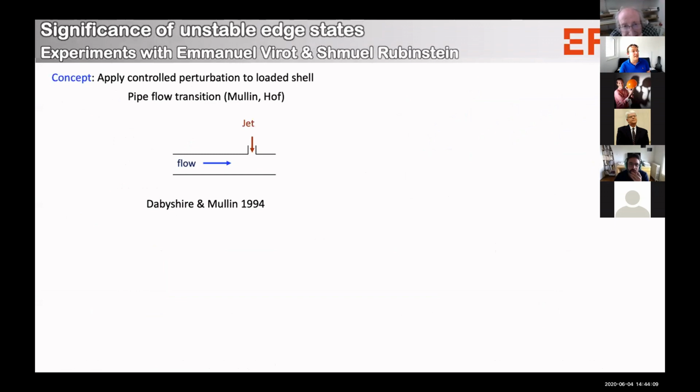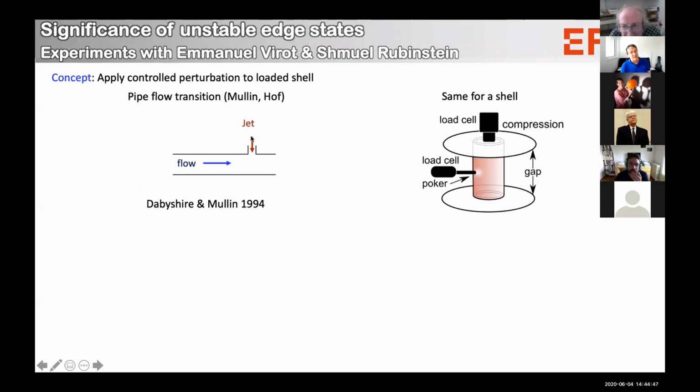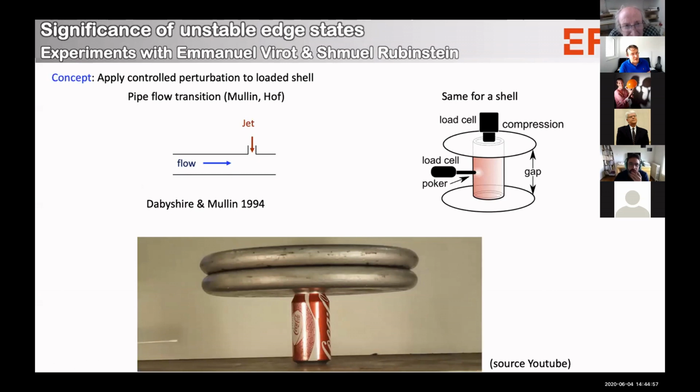And then we started doing experiments both with my good friend Shmuel Rubinstein and a very good postdoc, Emmanuel Biro, a joint postdoc there who made all of these experiments possible. And I believe he actually has partly a history at LadHyX. What we wanted to do there is apply controlled perturbations to a loaded shell in the sense of redoing Tom Mullin's pipe flow experiment. But instead of having a pipe and perturbing it with a jet on the side, the idea now is we take a shell, we load it, and we poke it from the side. So what Emmanuel likes to show is he always likes to show this one. So essentially, we are doing a very controlled version of this experiment.